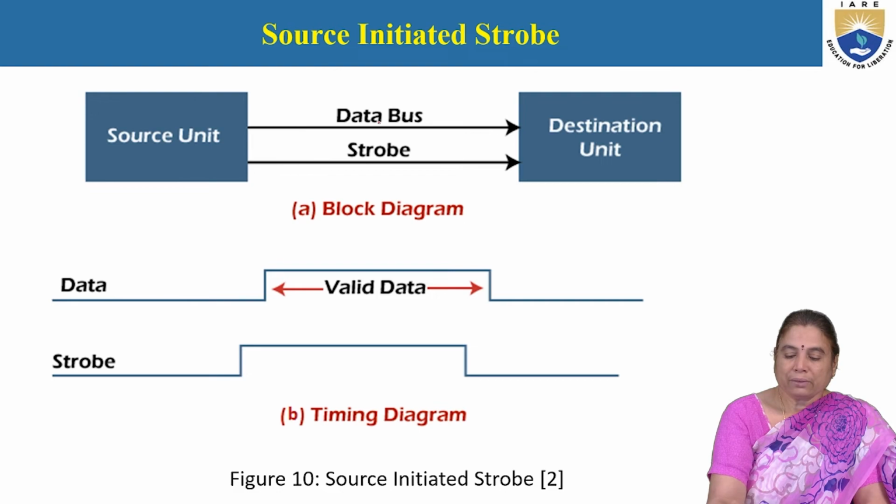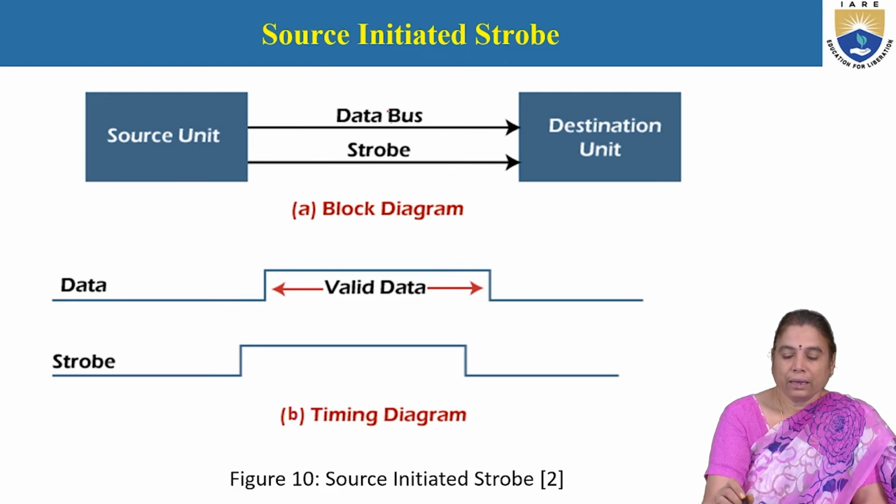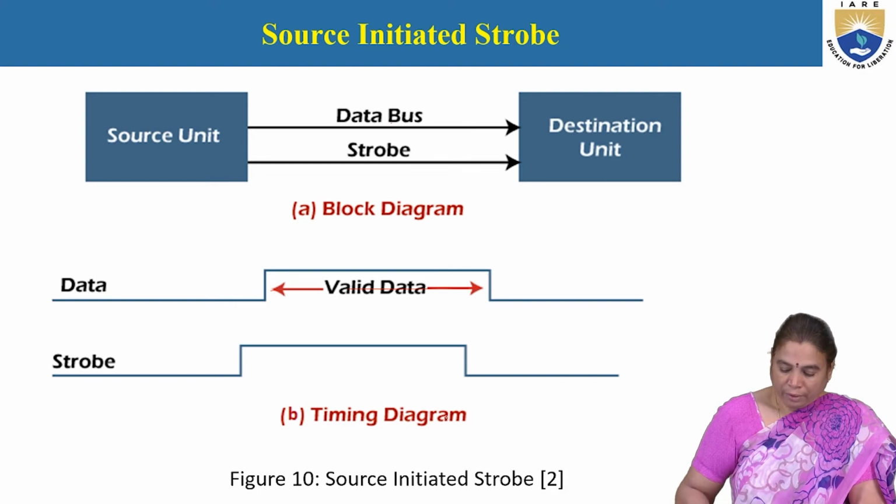The data bus can carry the data, but this data transfer can only occur during the strobe control line. So valid data can be transmitted as the strobe is initiated by the source. This data transfer can be illustrated with the timing diagram.